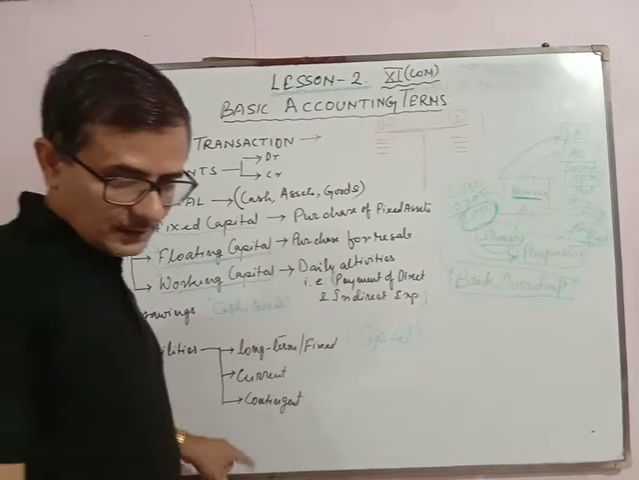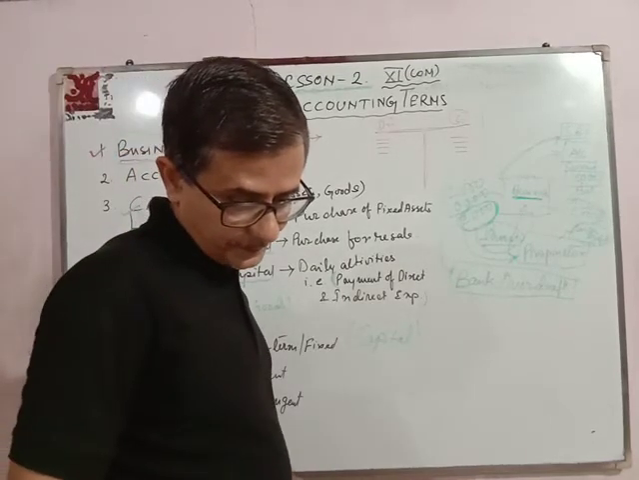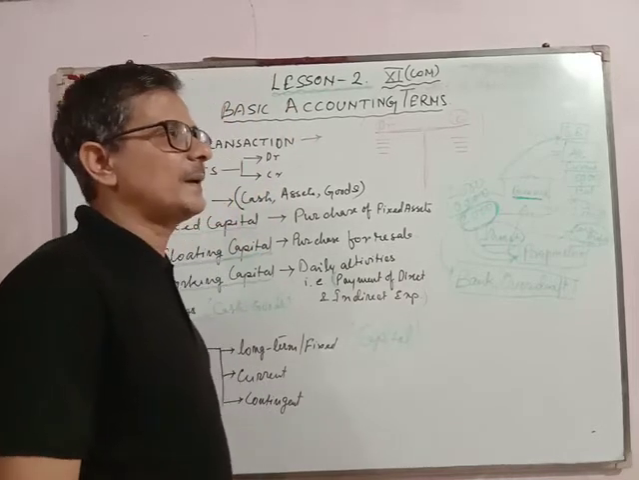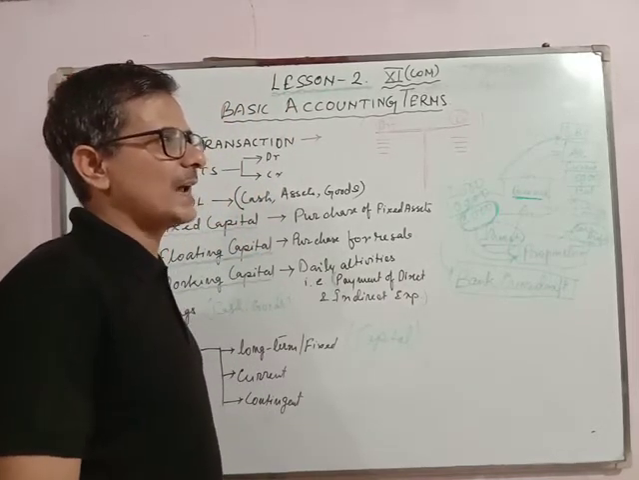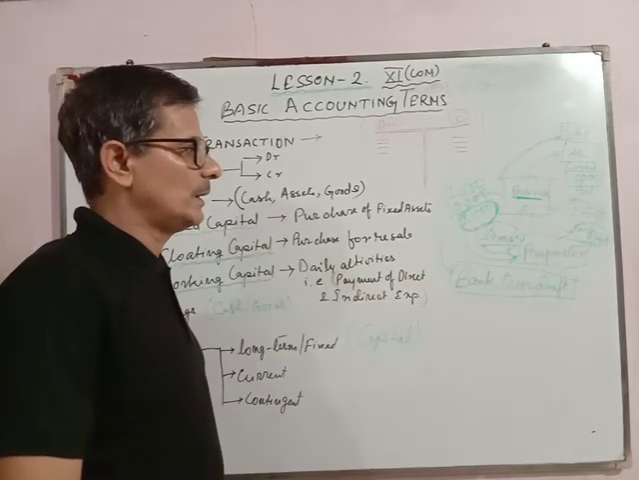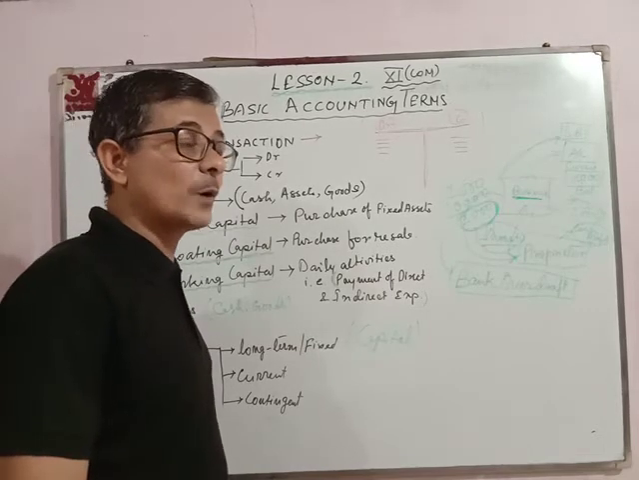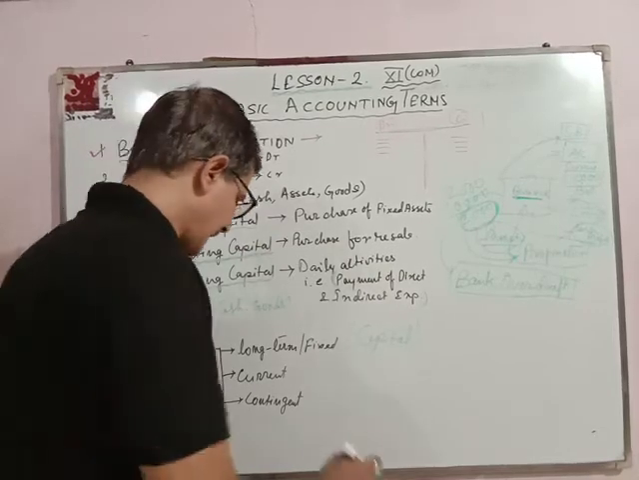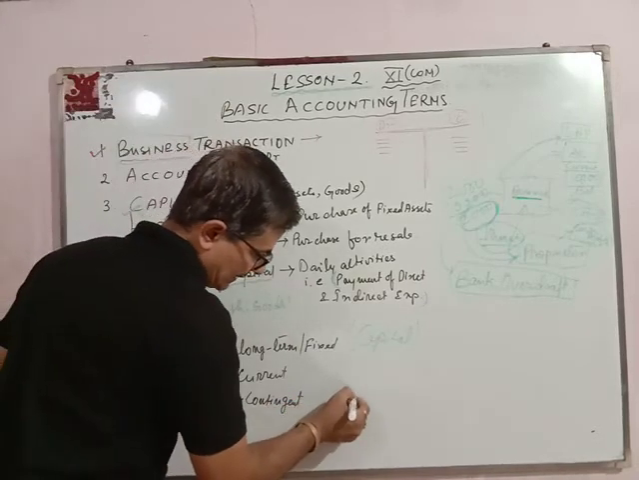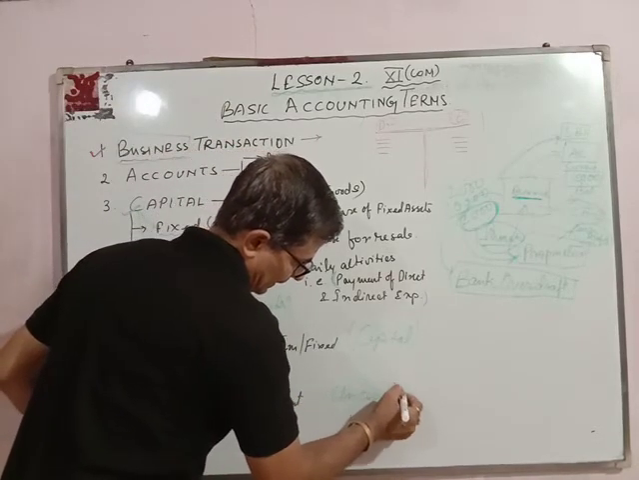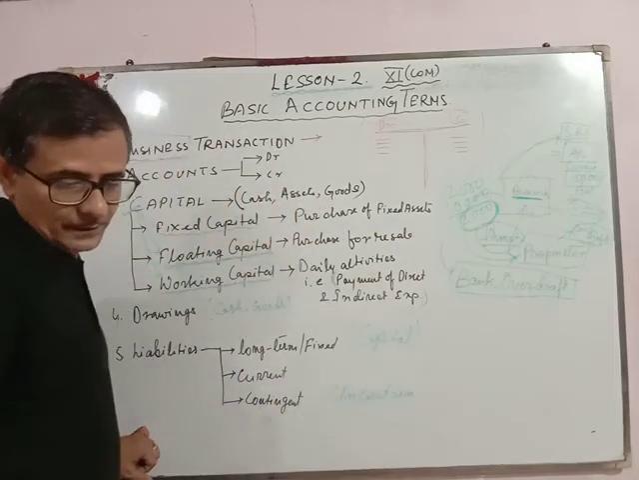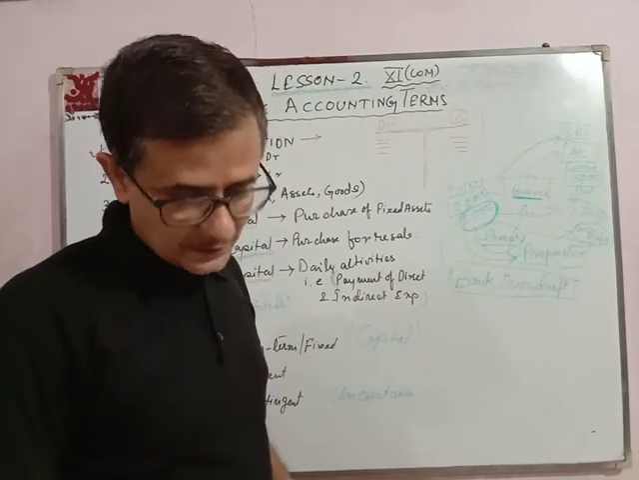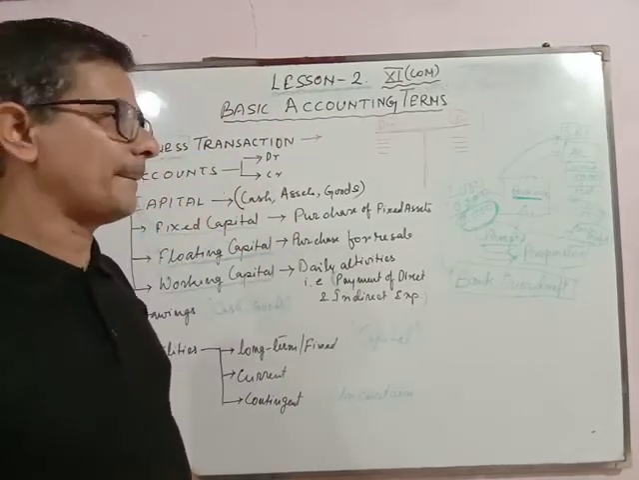Next is, what are contingent liabilities? Contingent liabilities are those liabilities which may arise or may not arise. That means it is uncertain. Contingent liabilities are uncertain. So it may arise also and it may not arise also. For this, I'll take an example.